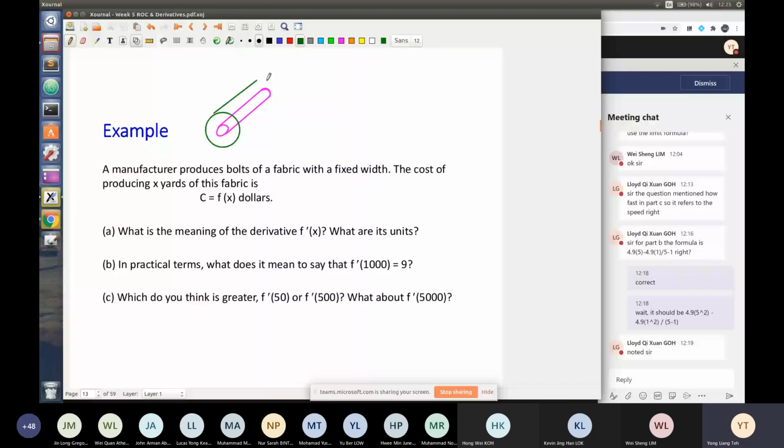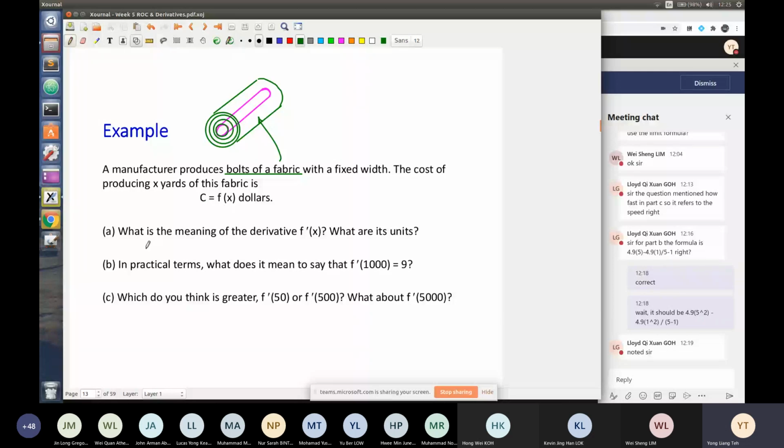Okay, so this is actually one boat of fabric. Okay, one boat of fabric. So this is your cloth, of course. So hence, the cost of producing X yards of this fabric is F of X dollars. So C is the cost function. Okay, or generally you can just put it as C of X.